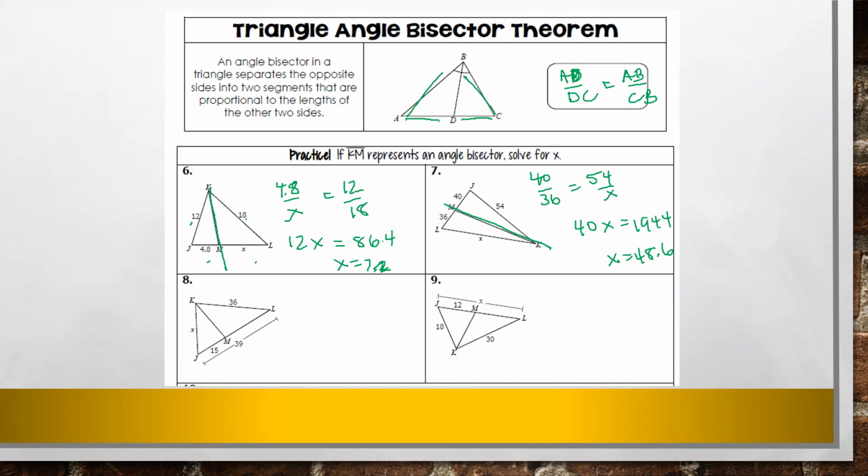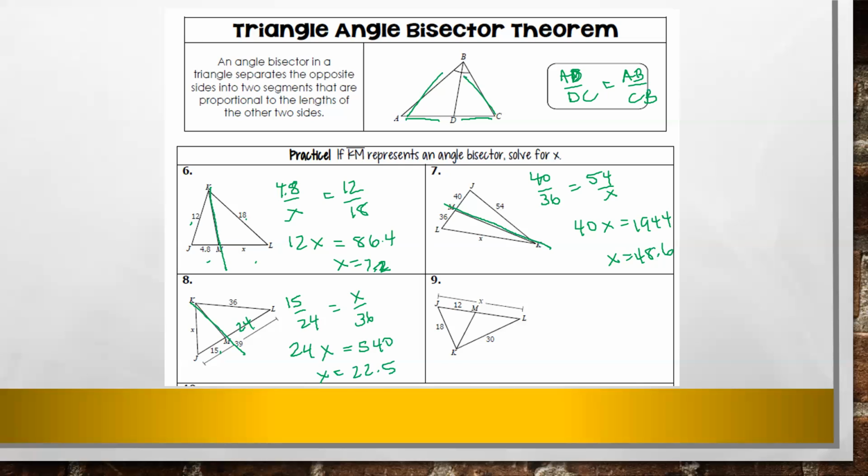In number 8, we need to find the length of LM. I know that LJ is 39 and JM is 15. So if I just subtract 39 minus 15, I get 24. Now I have everything I need to set up my proportion. I could say 15 over 24 equals x over 36. You could have also said 24 over 15 equals 36 over x. Either way, when you cross multiply, you get 24x equals 540. Divide both sides by 24, you get 22.5.